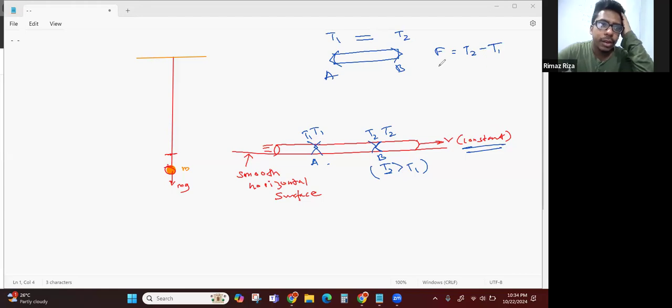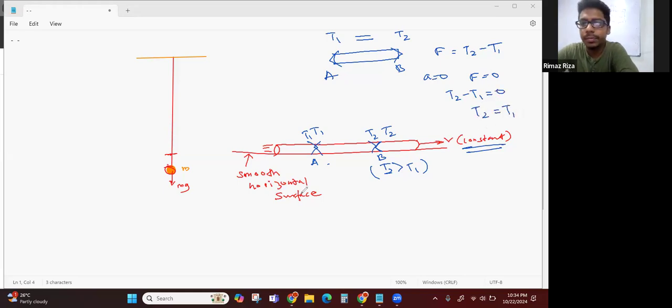So therefore it has to be acceleration, which says that velocity cannot be constant. Now we can give the counter argument. If the velocity is constant, acceleration is 0, therefore F is 0. Therefore, T2 minus T1 equals 0. Therefore, T2 should be equal to T1. Did you understand? Yes.